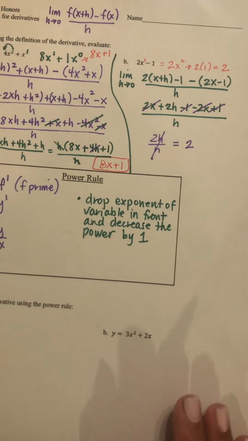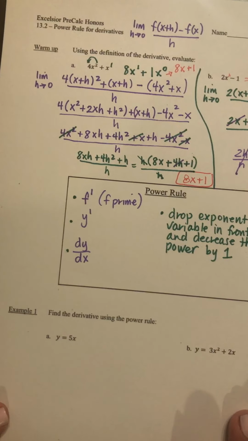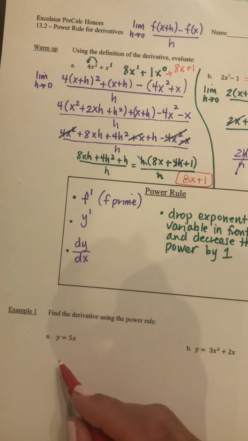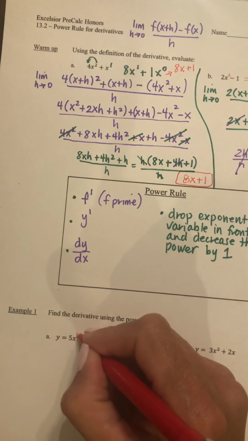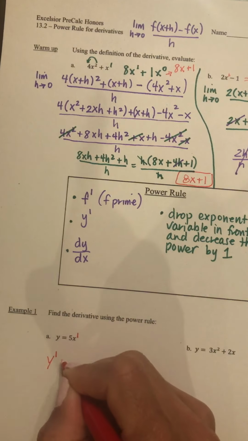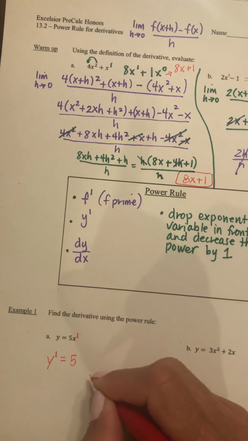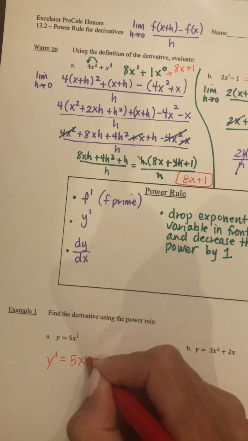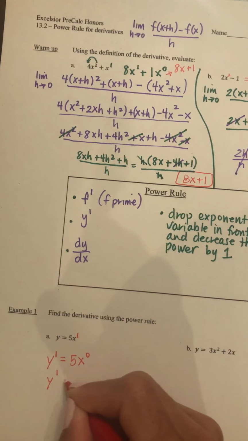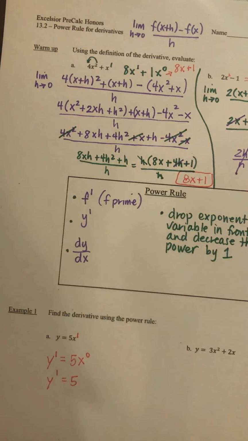All right, so we got our little box of rules. We have some examples here. So we're going to do example 1 first. We're going to find the derivative using the power rule. So remember, in letter A, we have y equals 5x to the first. So my first derivative, y prime, equals, I drop the 1 in front, I multiply by the 5. Now remember, the x becomes x to the 0. So really, y prime is equal to 5. So anytime you have just x to the first power, when you take the derivative, it's going to disappear.